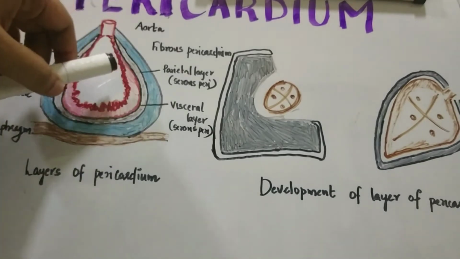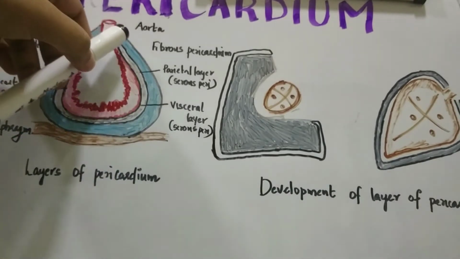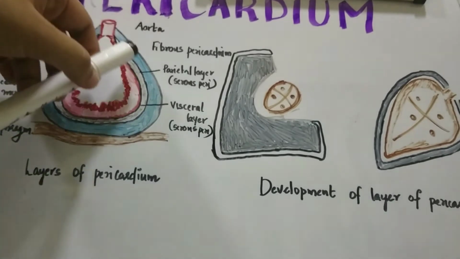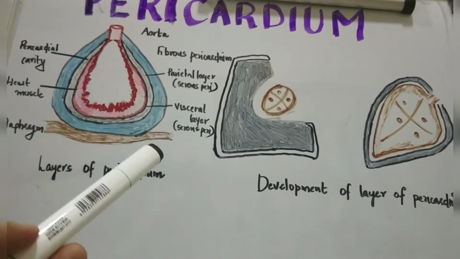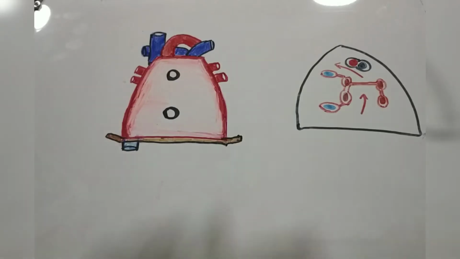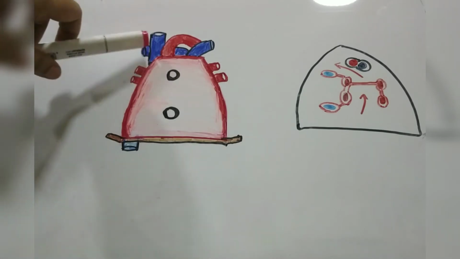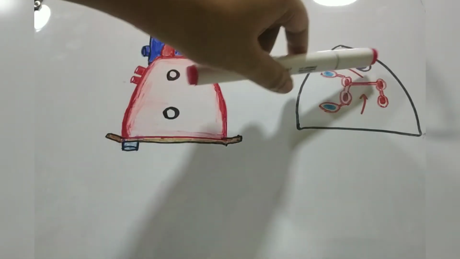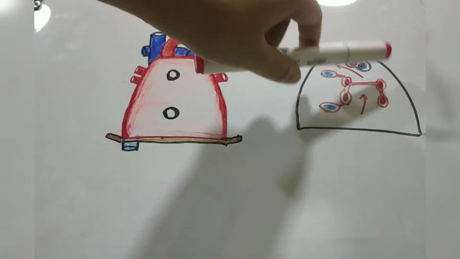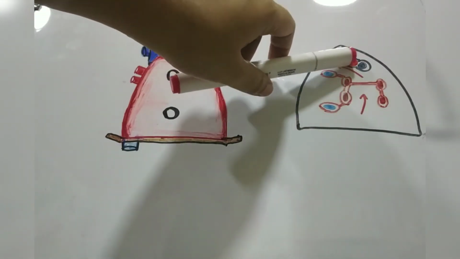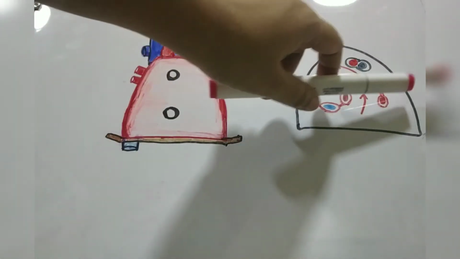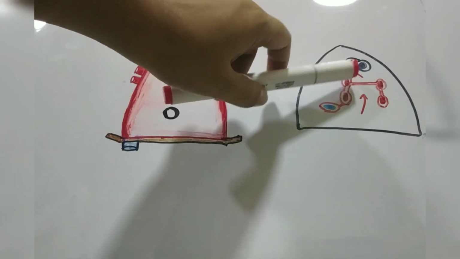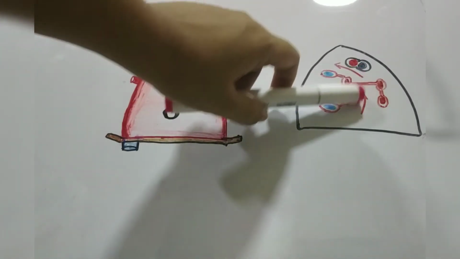In between the parietal and visceral layers is the pericardial fluid. It is a thin layer of serous fluid which lubricates the surfaces and allows the heart to beat easily. The epicardium, or visceral pericardium, at the root of these vessels forms two tubes: a tube around the two arteries, the aorta and the pulmonary trunk, and a tube around the veins, the superior vena cava, inferior vena cava and the pulmonary veins.